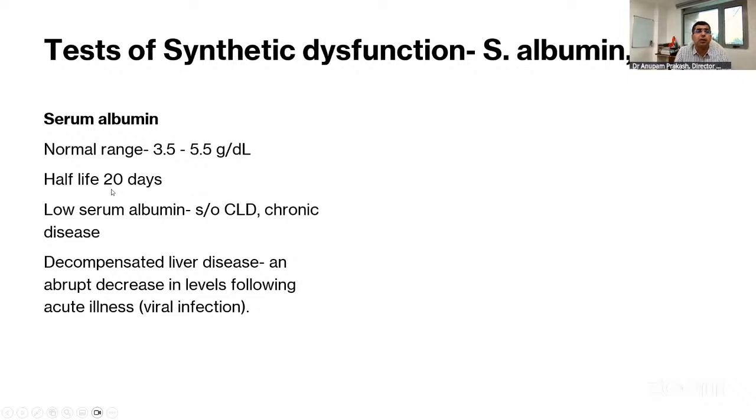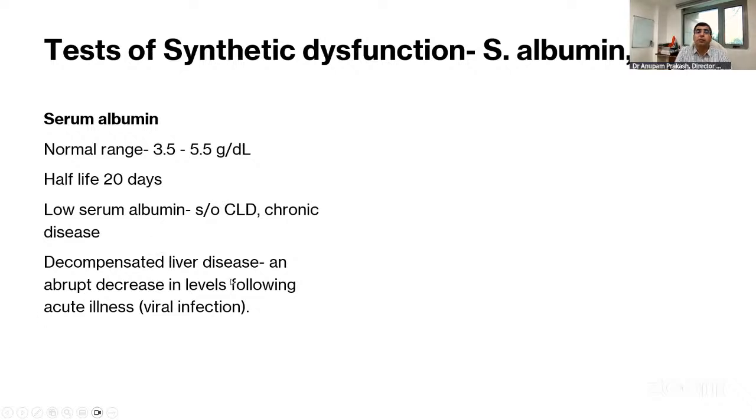Grams per deciliter. The half-life is 20 days. Now, this is important. This is for endogenous albumin, which is synthesized by the body. What is given as albumin infusion, the half-life is only a few minutes to hours. So, this is not the half-life of the exogenous albumin which is infused. So, low serum albumin is a sign of chronic liver disease and chronic disease. Chronic malnutrition will also result in low serum albumin.